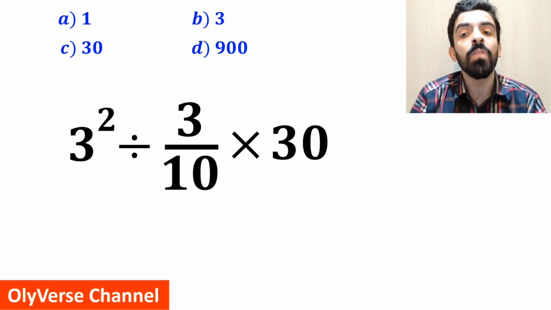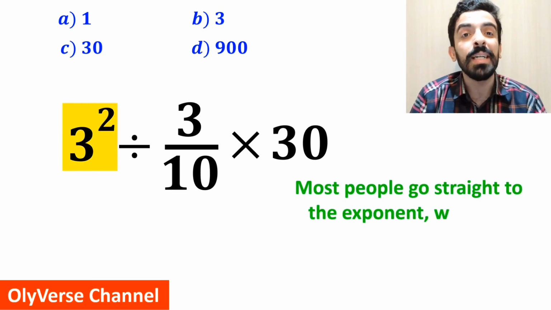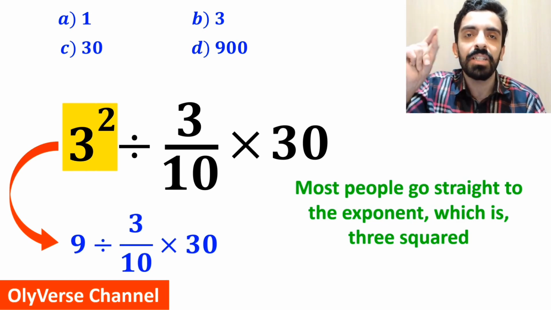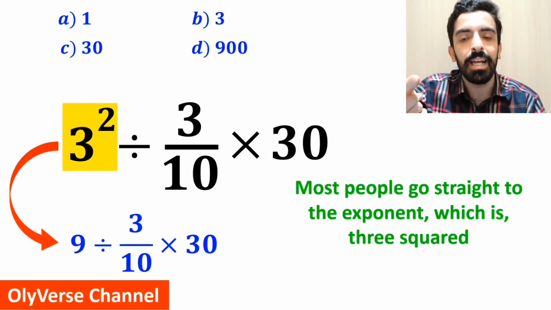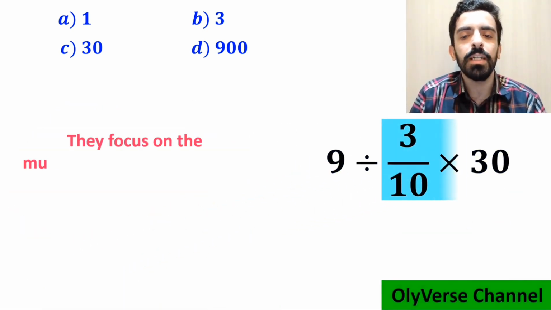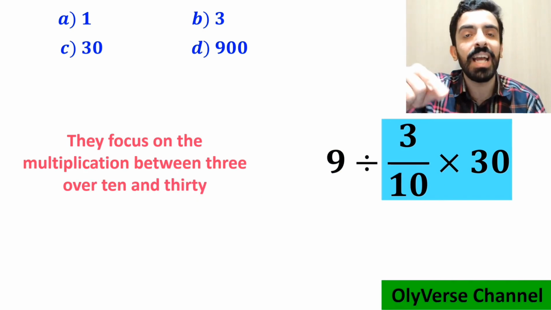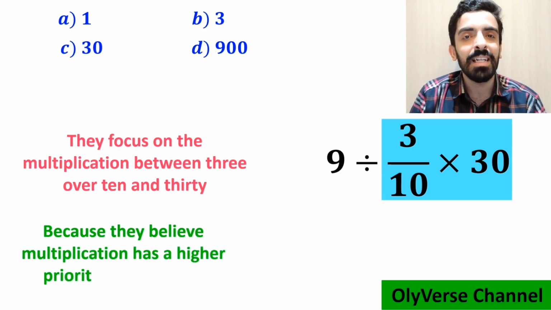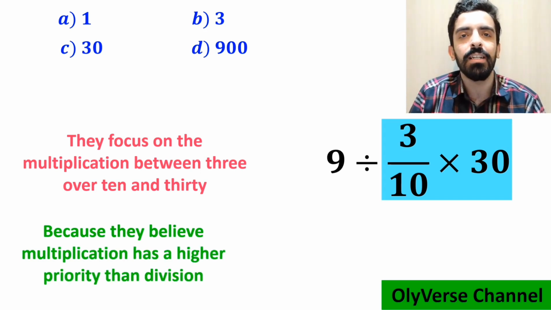And the first step of solving this question, many people go straight to the exponent, which is 3 squared, and write this expression as 9 divided by 3 over 10 multiplied by 30. And the next step, they focus on the multiplication between 3 over 10 and 30 because they believe multiplication has a higher priority than division.